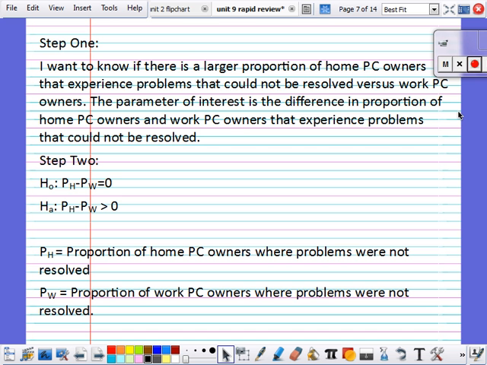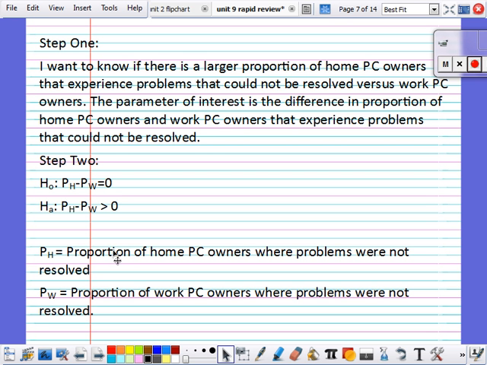All right, so let me show you all the steps here. Step one is what you want to know, the first sentence, and the parameter of interest is the second sentence. So I want to know if there's a larger proportion of home PC owners that experience problems that cannot be resolved versus work PC owners. The parameter of interest is the difference in proportion of home PC owners and work PC owners that experience problems that cannot be resolved. Step two, the null hypothesis H sub 0 is the proportion of home owners minus the proportion of work owners equals 0.